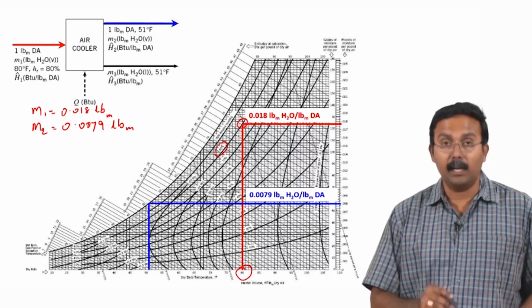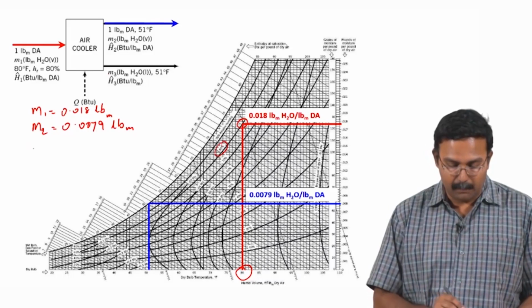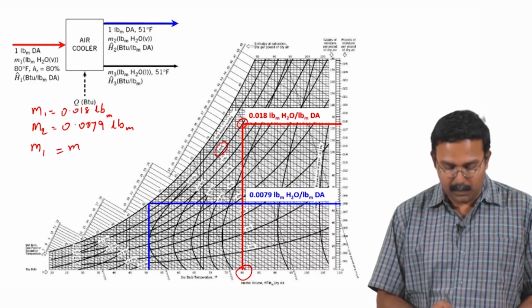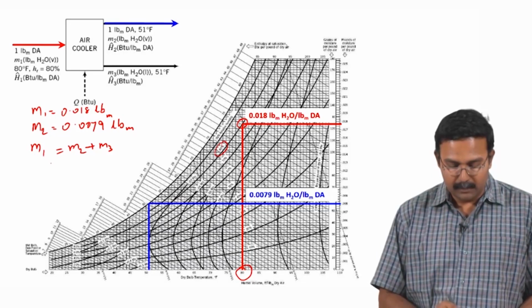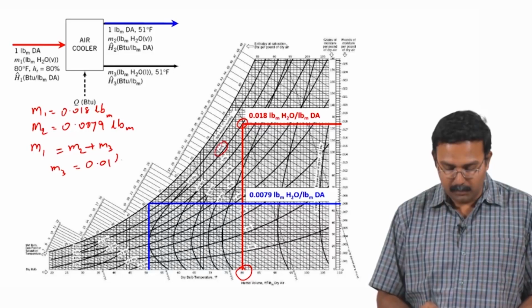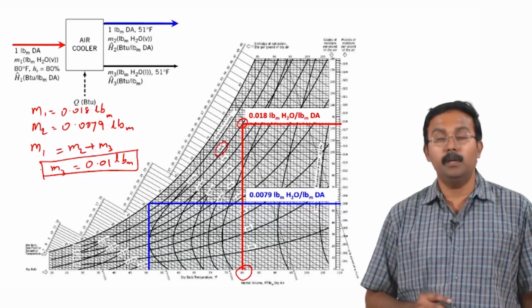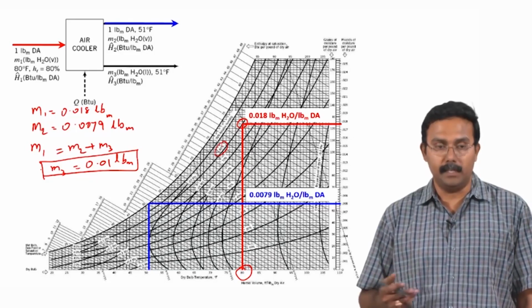From here we can calculate M3 using a simple material balance. So your water balance would be input equals output, which is M1 equals M2 plus M3. From here you can calculate M3 as 0.01 pound mass. So this is the liquid water which is obtained because of condensation.